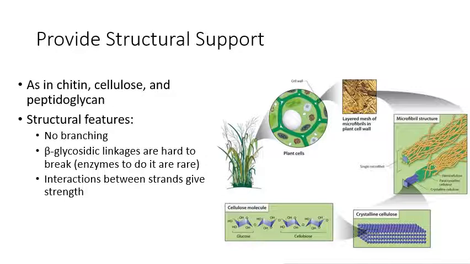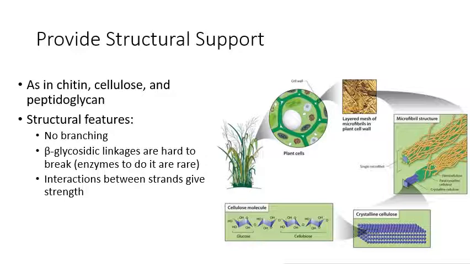Another role of carbohydrates is to provide structural support. Usually it would be polysaccharides that are involved in providing structural support. We already went through the 3 main ones, which are chitin, cellulose, and peptidoglycan. Any of these polysaccharides that is functioning in structural support is going to have certain features.